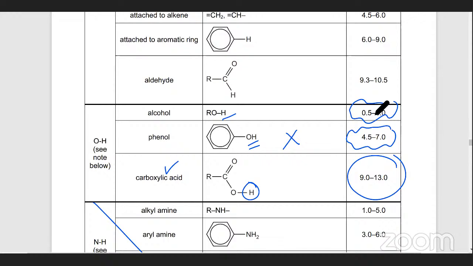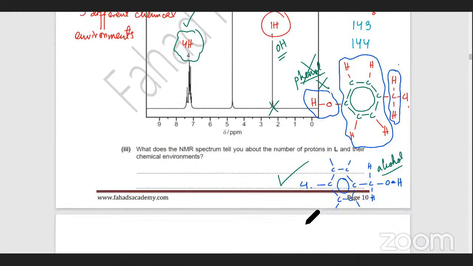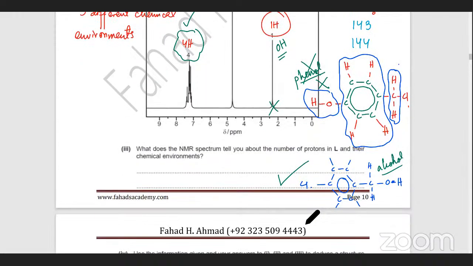So if you go back and look at the normal alcohol, which one is the normal alcohol? It's the second one. That's the correct one. This can't be a phenol, so hence you found your answer. It's a normal alcohol, CH2, benzene hydrogens, and you have a Cl as well. Okay, is this clear? Yes, sir.